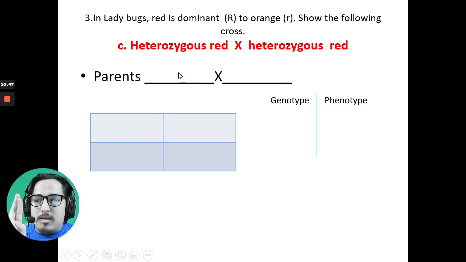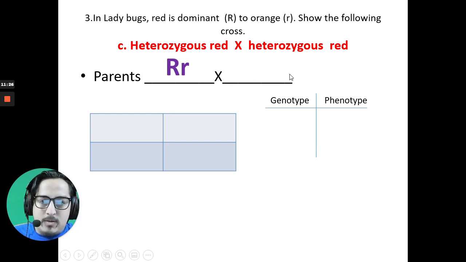Heterozygous is when you have 1 capital, 1 lowercase, right? They're different. Hetero means different. So, you're going to have 1 and 1. 1 of this one, 1 of this one. And remember, this combination gives you red. So heterozygous red, heterozygous red. You're going to get these 2 parents and put them on the top. Parent 1 goes on the top, parent 2 goes on the side. So this came from here, this goes here.